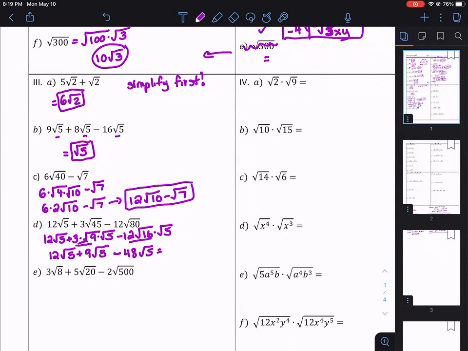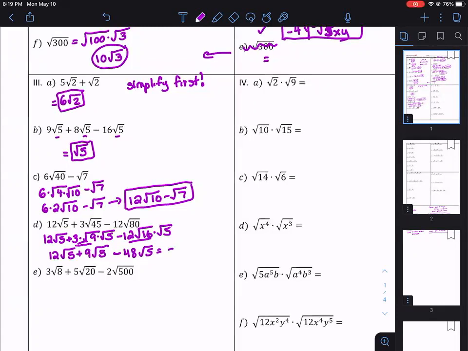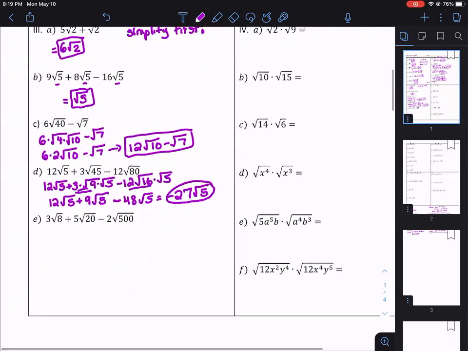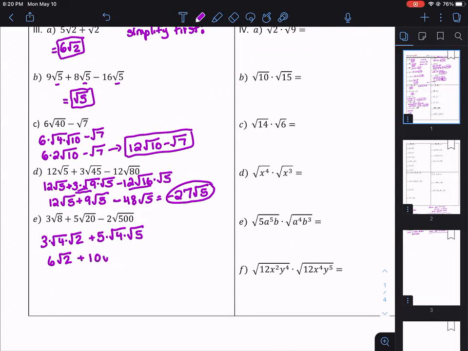These all have radical 5, which is great. So we're going to get 12 plus 9, which is going to be 21. And 21 minus 48 would give us negative 27, radical 5. The last one definitely has some nice simplifying going on. So this would be 3 times radical 4 times radical 2, which is 3 times 2 or 6 radical 2. The next one would be 5 times radical 4 times radical 5, which is going to be 5 times 2 or 10 radical 5.